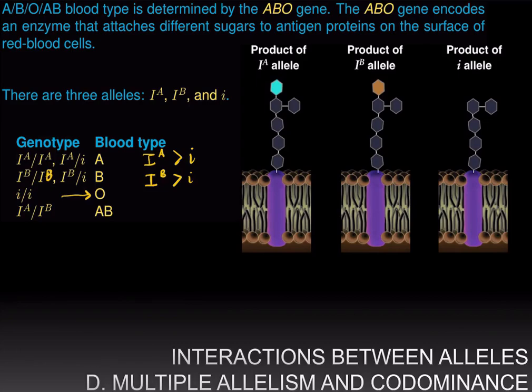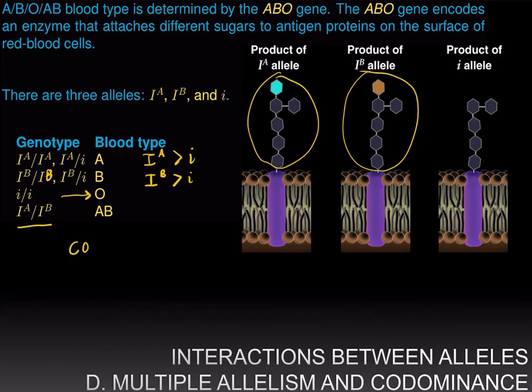And the interesting thing that happens is that if you happen to be a het between IA and IB, then you have both the sugars attached to your antigen proteins on the surface of red blood cells, and therefore you show the phenotype of both the IA allele and the IB allele, and this is known as codominance, which gives you an entirely different blood group, AB, that's different from the blood groups of each individual allele.